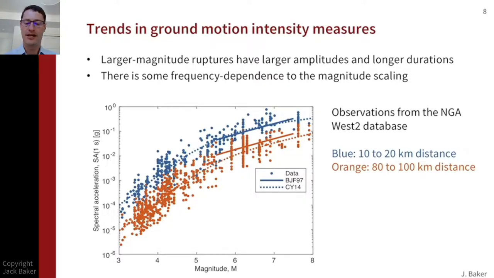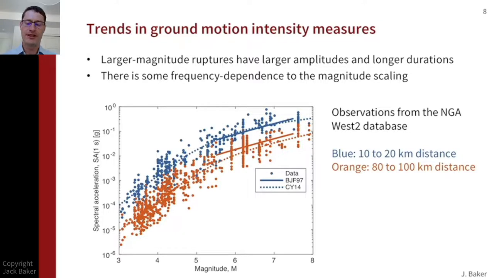The orange dots are observations of ground motions that were observed at distances from 80 to 100 kilometers from the rupture. And the blue dots are observations that were taken at 10 to 20 kilometers from the rupture, so closer in. So you can see the closer in blue dots tend to be stronger in amplitude, though not always. And then you can see the strong positive slope from left to right, that the dots on the right are higher amplitudes, so the larger magnitude earthquakes are producing larger spectral accelerations.